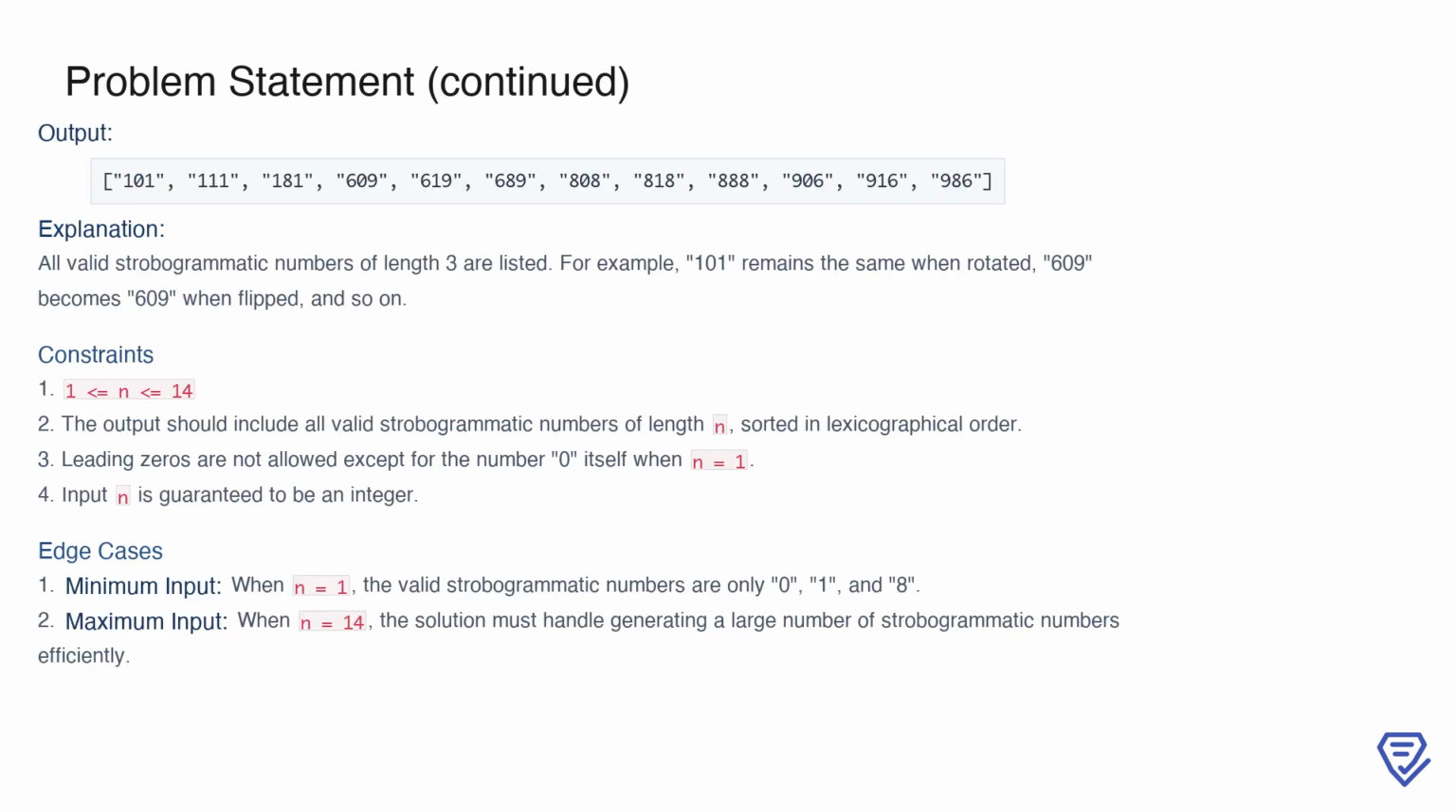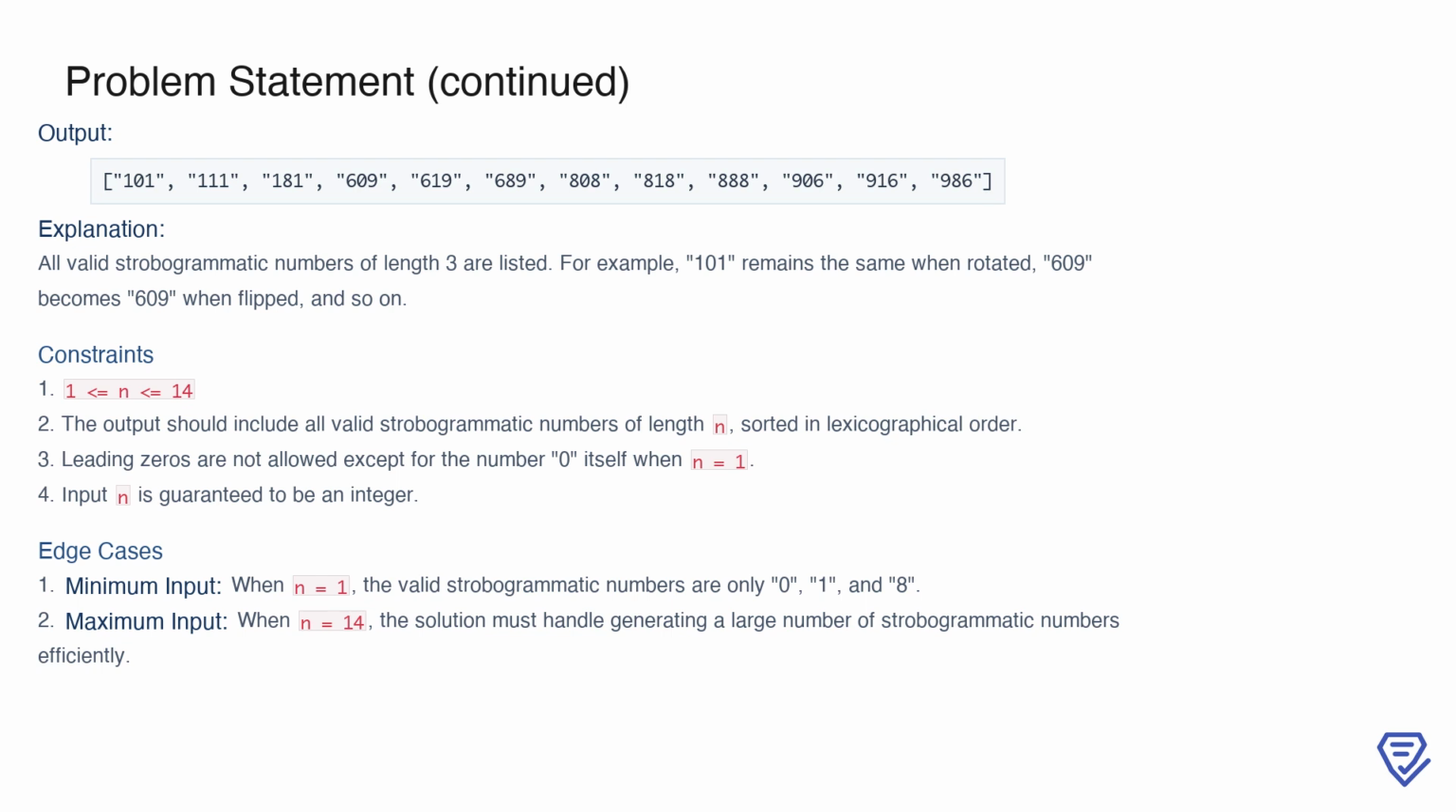For n equal to 3, the valid strobogrammatic numbers include 101, 111, 181, 609, 619, 689, 808, 818, 888, 906, 916, and 986. Each of these numbers, when rotated 180 degrees, either remains the same or flips into a valid strobogrammatic pair. For example, 101 appears identical when flipped, while 609 flips to become 609, and so on.